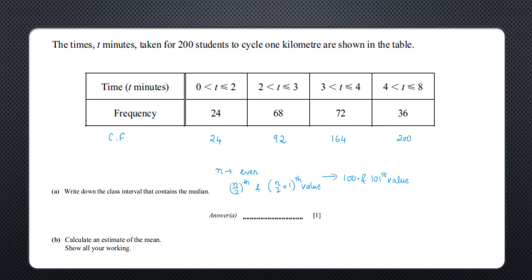In order to find out the median, we run down the values of the cumulative frequency and try to find the value which is closest to and higher than these values. So 164 is the value which is closest and higher than 100 and 101. So the interval which forms the median class is 3 to 4. Now, in order to estimate the median, the mean, I'm going to leave that part to you. I'll give you that the final answer comes out to be 3.31 minutes. You can complete that for yourself and see whether it tallies.